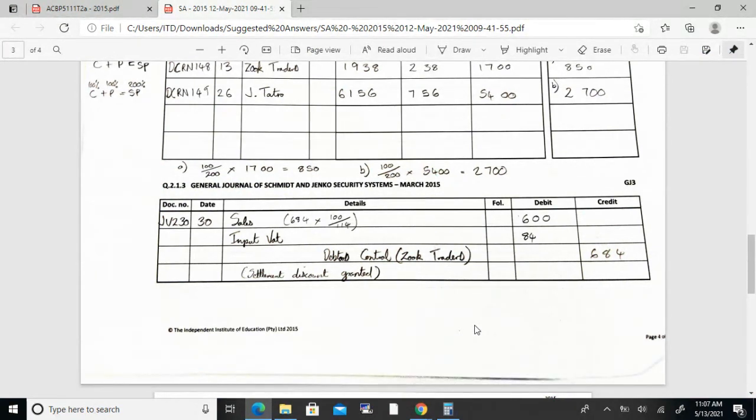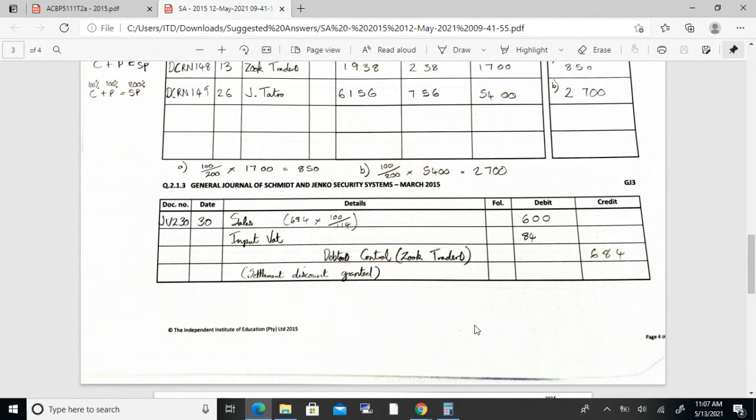They've asked us to do the general journal, and we only have one transaction for the general journal, and that was on the 30th: Zook Traders, a settlement discount. Can you see they didn't tell us whether it was a settlement discount granted or a settlement discount received.